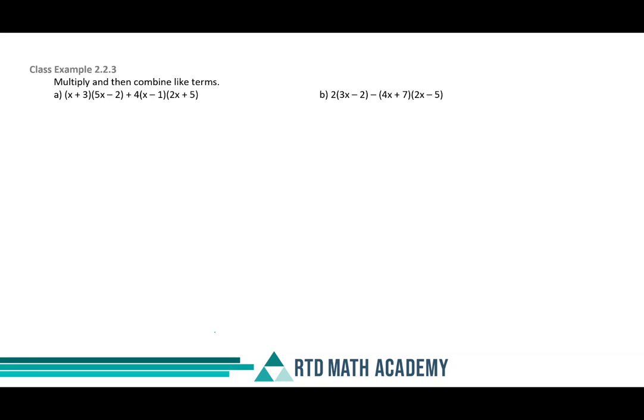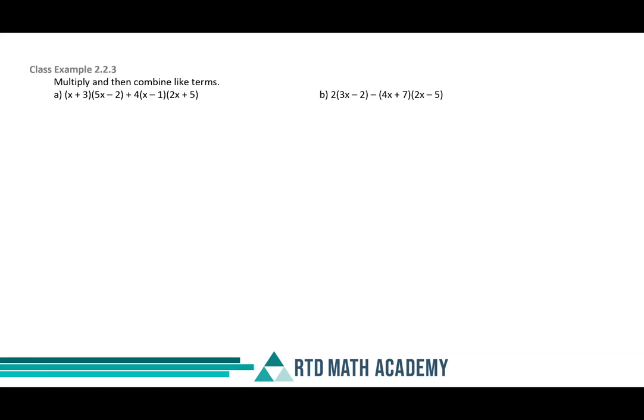Class example 2.2.3, multiply and then combine like terms. Now, before we get going here, that instruction verb that says multiply, that's the action that we're trying to do. I've mentioned this before, but multiply is the same thing as expand. So this could say expand and then combine like terms. It could also say determine the product and collect like terms. So determining the product, multiplying these sets of brackets out, or expanding, they're all synonymous.